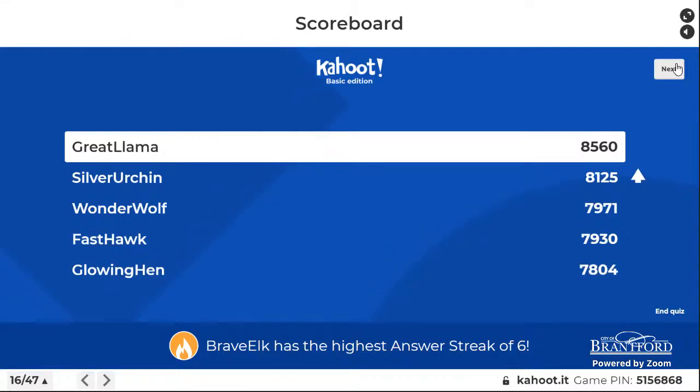Silver Urchin, wow, definitely jumped up to second place with 8,125 points. But Great Llama's not far behind, or sorry, above. So let's go to the next question. It is part two of this one.